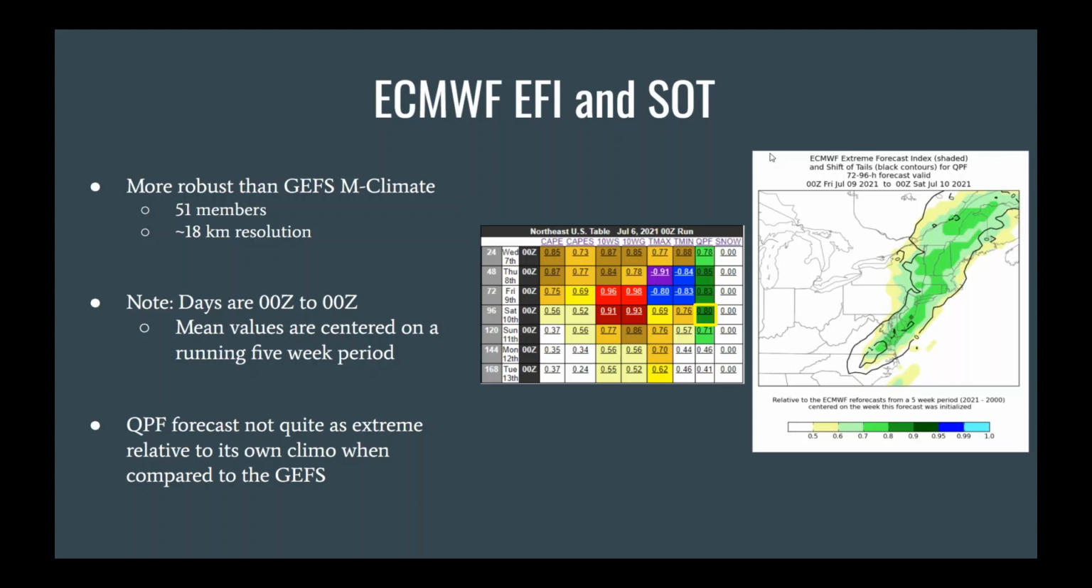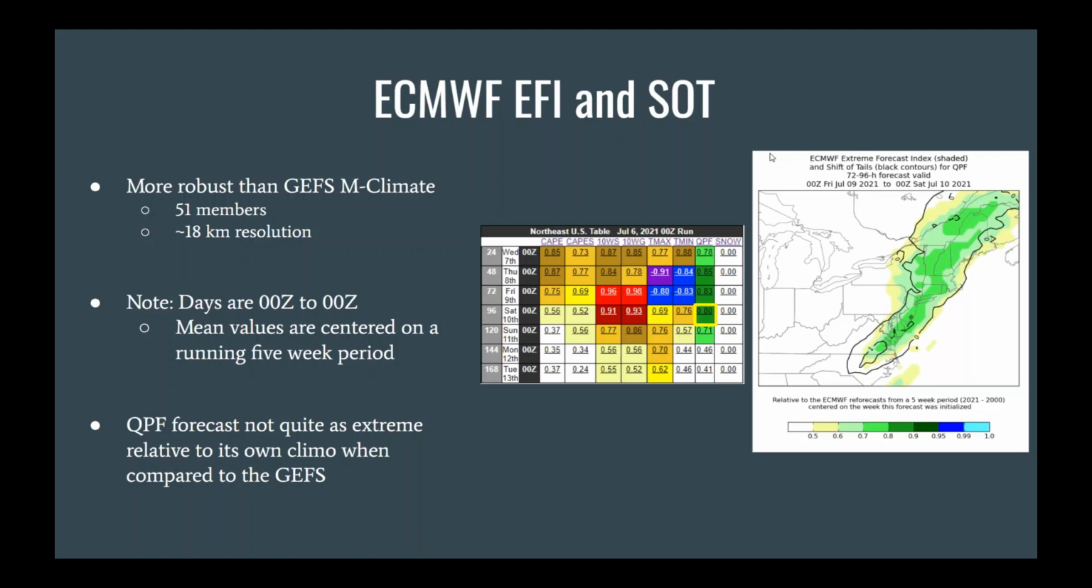So now we're going to look at the EFI and the shift of tails that Andy described so well, looking at the heat event in California. And so I think this is more robust than the GEFS M-Climate. It's also relative to a model climatology, but it's got 51 members. It's 18-kilometer resolution, where the GEFS is not quite that high of resolution.